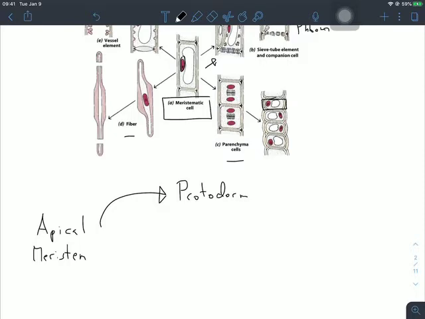So that's the difference between this totipotent apical meristem and the primary meristem for these different plant tissues.